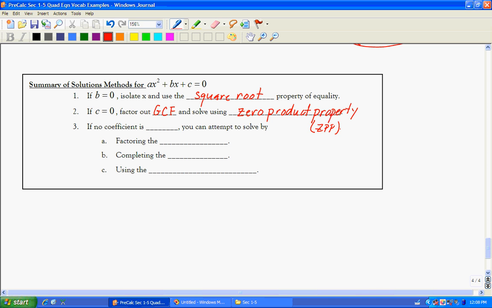And then if we have no coefficients that are 0, then we can solve by our different methods of factoring the trinomial that we have. We can use completing the square, or we can use the quadratic formula.